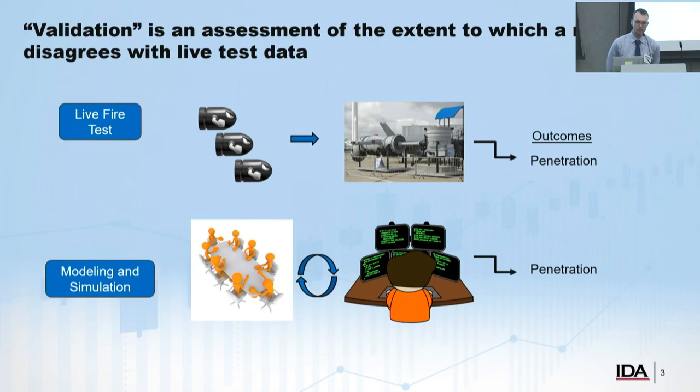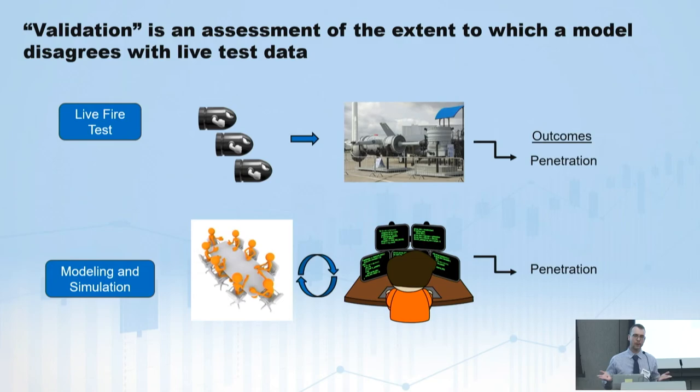I'll explain that a little on this slide. Validation is an assessment of the extent to which a model disagrees with live test data. That's the John Haman definition of validation; it's written differently elsewhere. This schematic gives you some idea of what I'm talking about. The top row is my picture of a live test, an example of a live fire test event where, say, we're interested in the vulnerability of a certain engine component, so we would actually fire some munitions at that component and see what happens. That's a live test. The modeling and simulation is a computer simulation, the bottom row of the schematic.